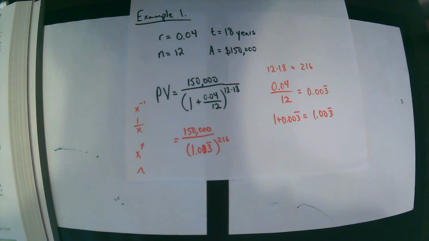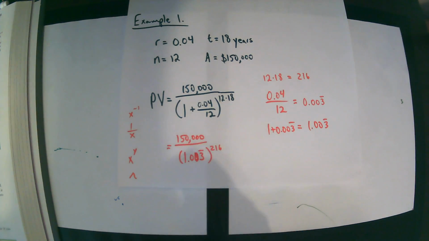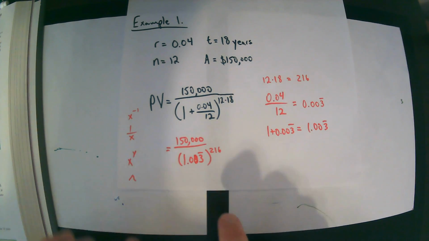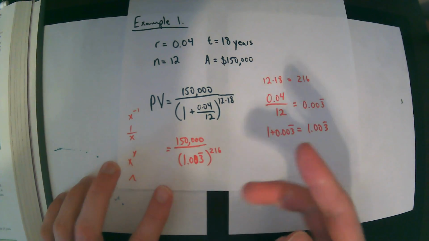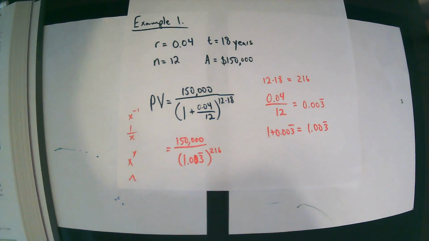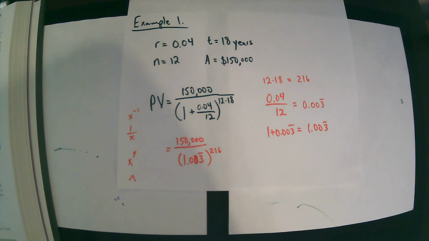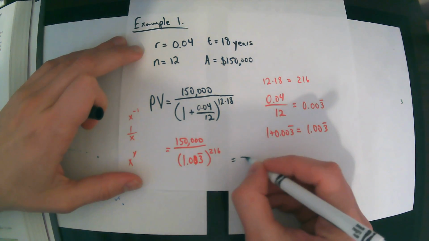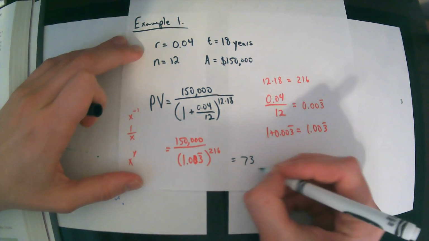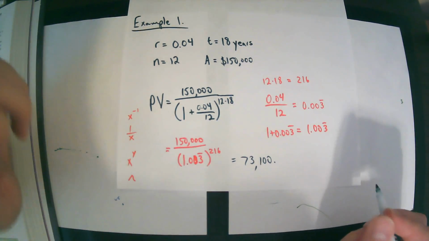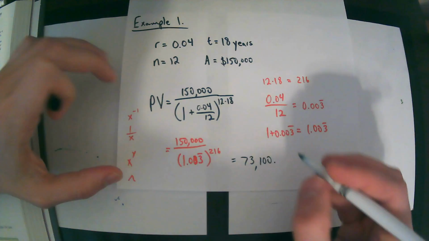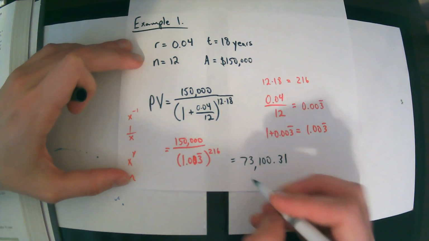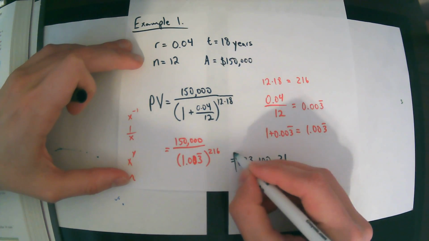and that's giving me 0.487, blah, blah, blah. And then I'll multiply that by 150,000. So I got my number in the denominator by hitting the 1 over x button, and now I'll multiply by 150,000. And I'm getting 73,100 and 0.31, so I'll round to the nearest hundredth because we're talking about money. Stick a dollar sign on the front.